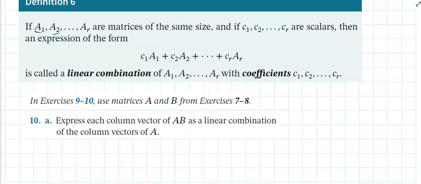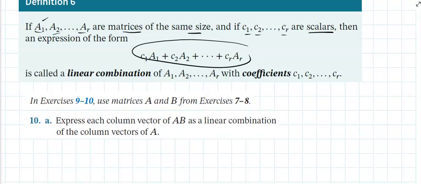If A1, A2, all the way through A sub n are matrices of the same size, and C1, C2, all the way through C sub r are scalars, constants, then if you take a combination, multiplying C1 times A1 plus C2 times A2, we say this is called a linear combination of A1 through A sub n with coefficients C1 through C sub r.